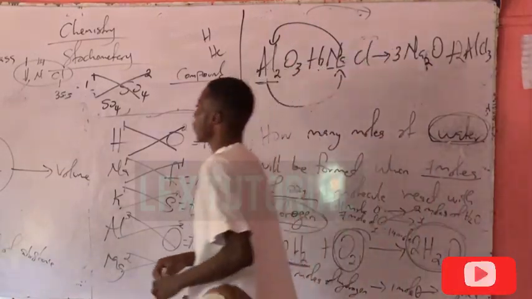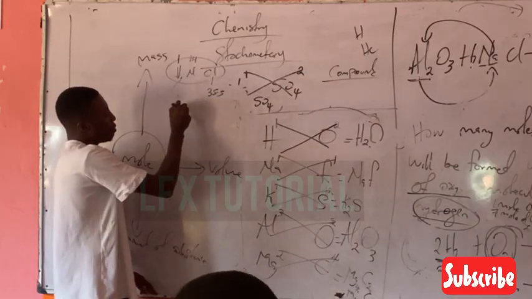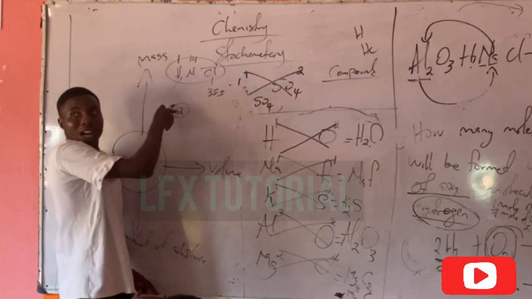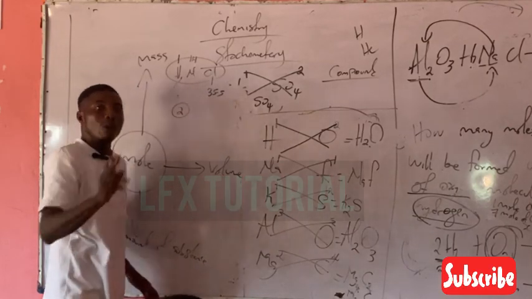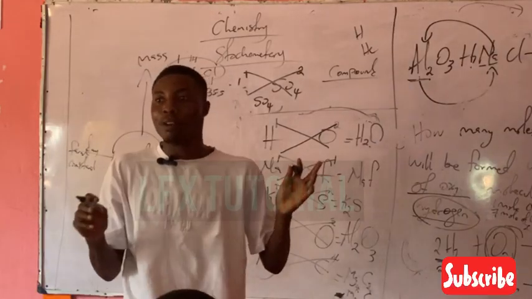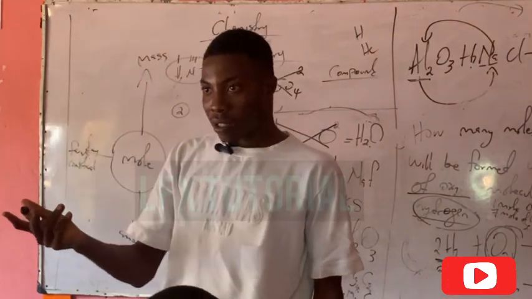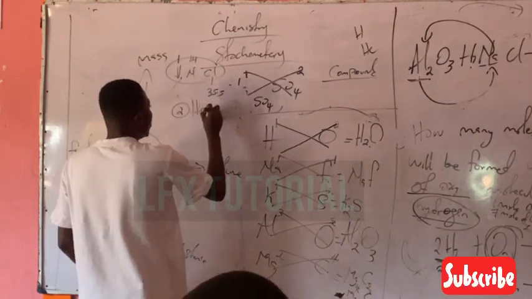Now, apart from that, take an element like helium. Helium is number 2. Is it an even number or odd number? Even number. For you to get the mass of elements, apart from these three, if it's an even number, just double it.